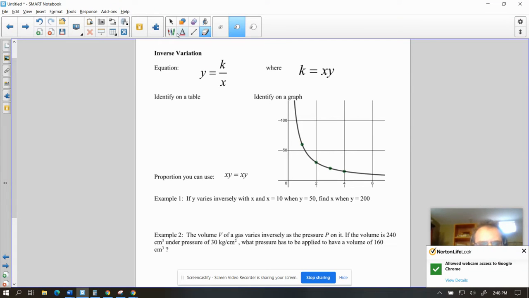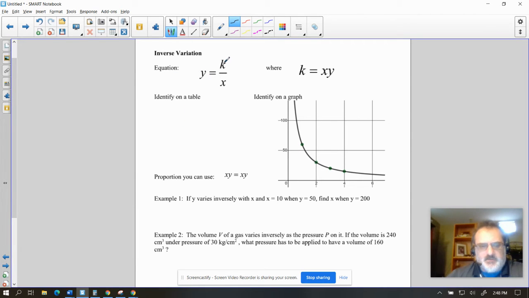Hello students, in this video we're going to be talking about inverse variation. Inverse variation has the equation y equals k over x, where k is equal to yx.